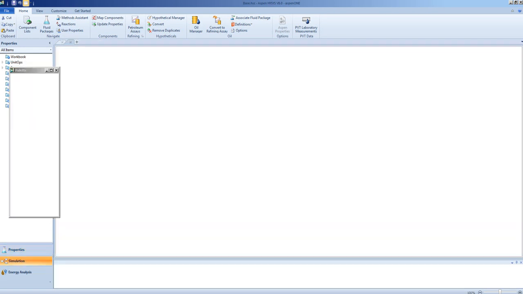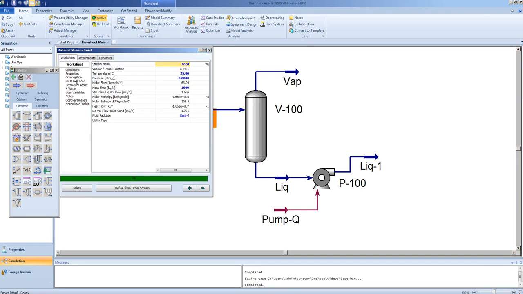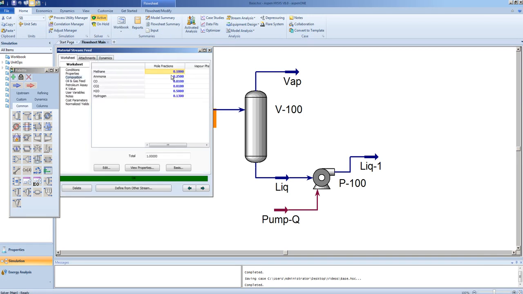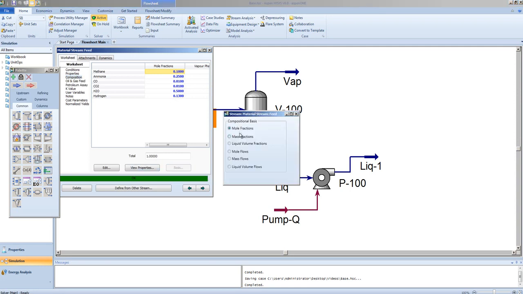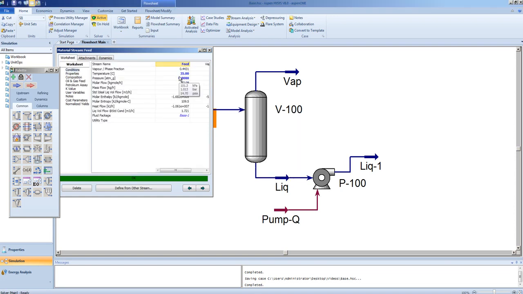In the simulation environment, we set up a feed stream. That feed stream had a composition given here on a molar basis. You can use the basis button, and you will see that it's in mole fractions. The conditions were 35 degrees Celsius, one atmosphere or zero atmosphere gauge, 1,000 kilograms per hour.